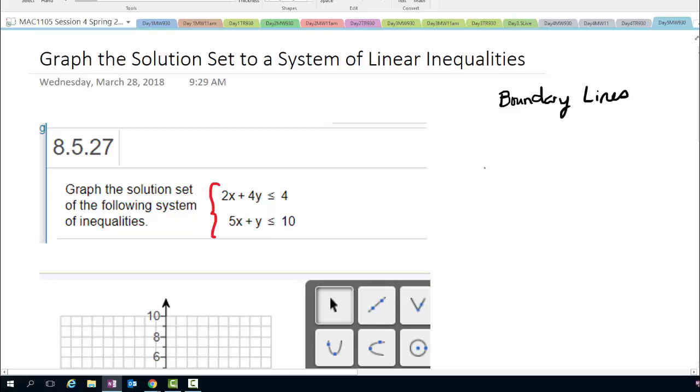Okay, our boundary lines are the lines we get when we replace the inequality symbol with an equal sign. In this case, are the boundary lines going to be part of the solution set? Yes, because there's an or equal to, we're going to have solid boundary lines.